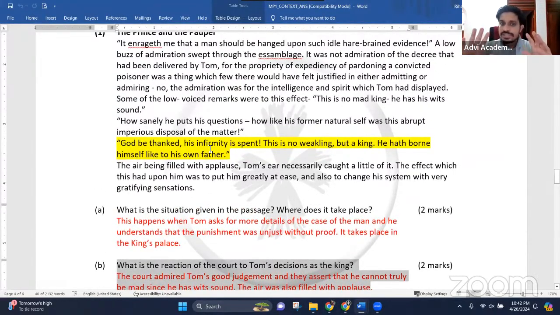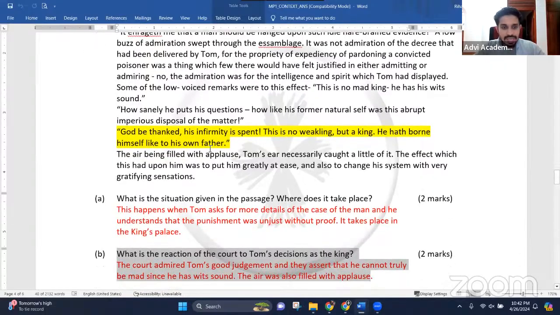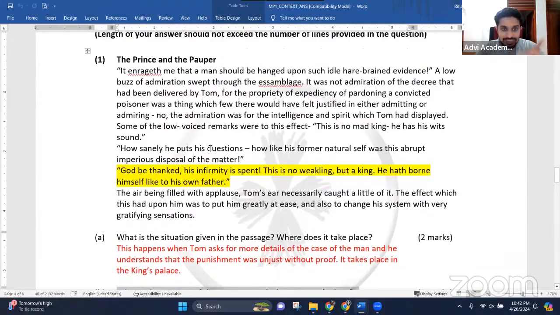To be very honest, most of the context questions' answers for the essay, you can get from the passage itself. You don't even have to read the whole story to get the answer for this. Look at the B part. What is the reaction of the court? You can just read this and find the answer. And see, buzz of admiration. They were admiring it. And they have also said why.